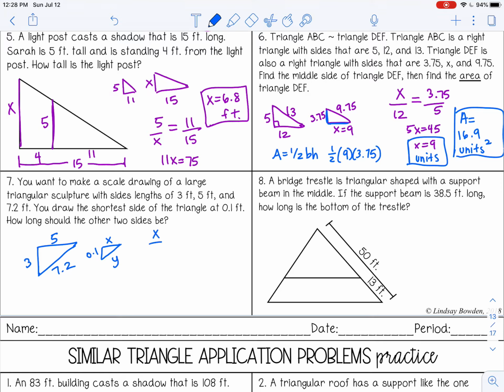So x would match with 5, and then I have to use the other two that I know. I can't have two variables in the same proportion for these. So 0.1 would match with 3. All right, and if I cross multiply that, I'm going to get 0.17. All right, now let's do y. So y would match with 7.2. Again, I'm going to use 0.1 and 3. Cross multiply, and you get 0.24.